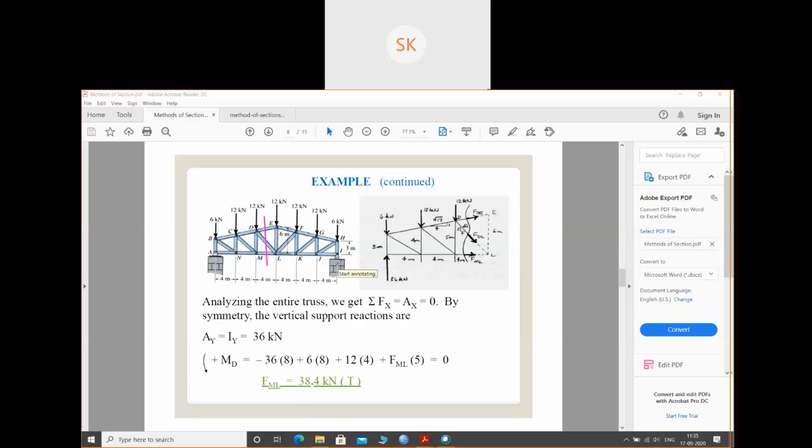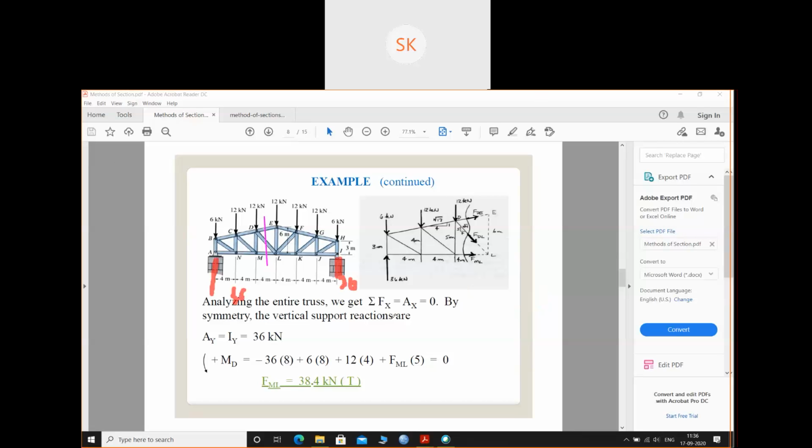Then you can take one more equation as summation of moment about Iy equals 0. That means you have to do force into displacement. So one force will be Ay into this distance minus 6 into this distance, 12 into this distance, 12 into this distance, like this. Ultimately you will find that Ay equals Iy equals 36 kilonewtons. That means your Ay is 36, and your Iy is also 36.